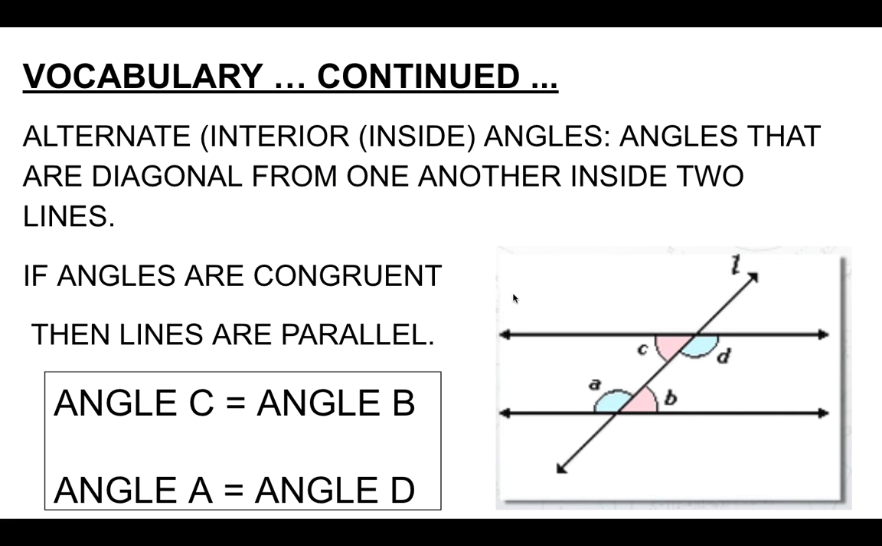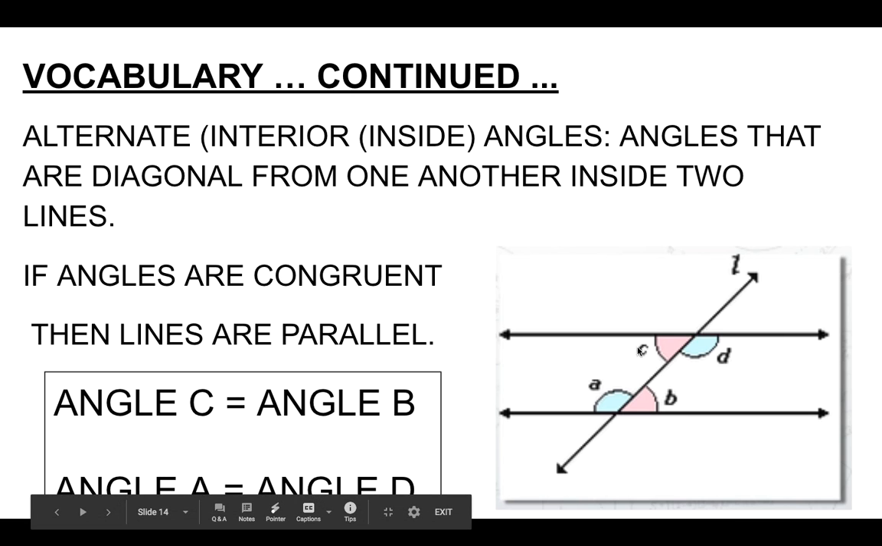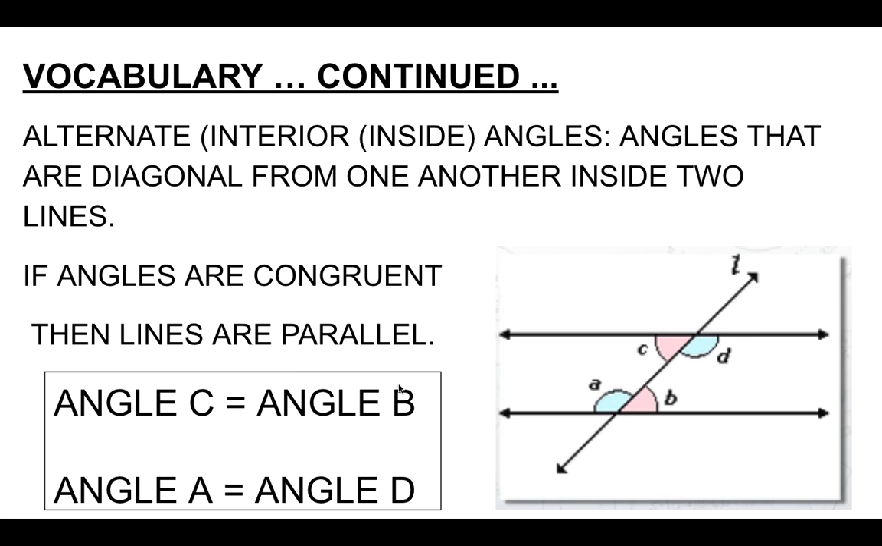The next word is alternate interior angles. Interior meaning inside. So these are angles that are diagonal from one another inside two lines. If the angles are congruent, then we say that the lines are parallel. So in this image here, notice these two lines, if we look inside, we have angles C and B are alternate interior and angles A and D are alternate interior. And in this case, again, if they are parallel, we can say that they are equal.